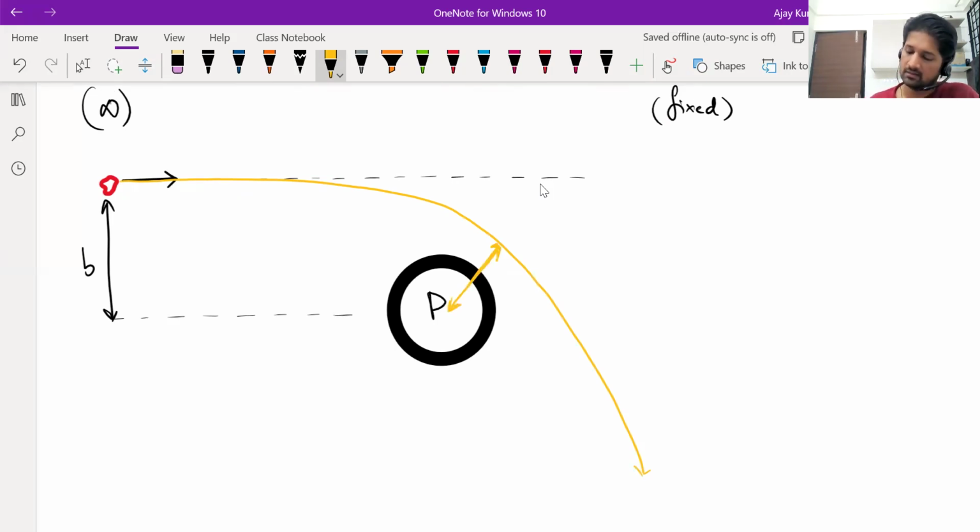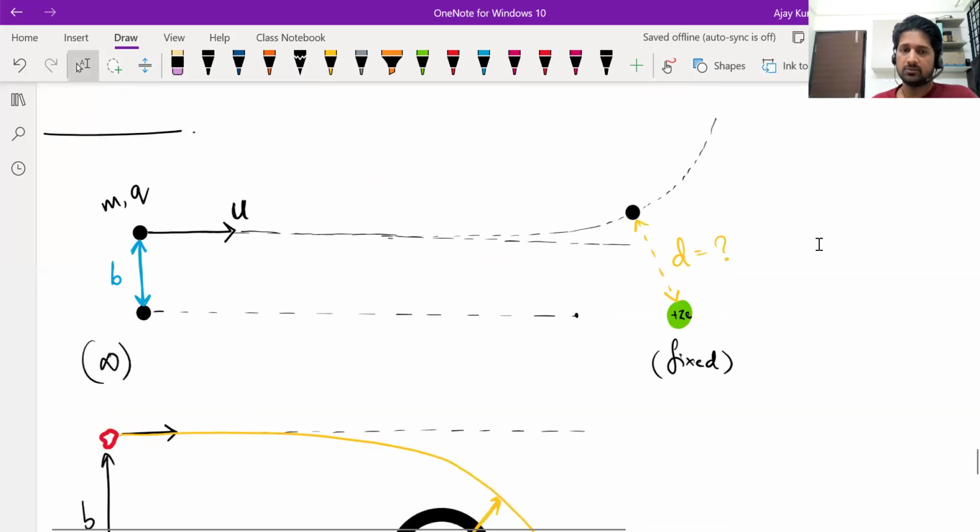The idea to solve this problem is the same as the idea to solve this problem. So think about this, all of you. If all the other information is given to you, how will you find out that shortest distance? Any idea, anyone?